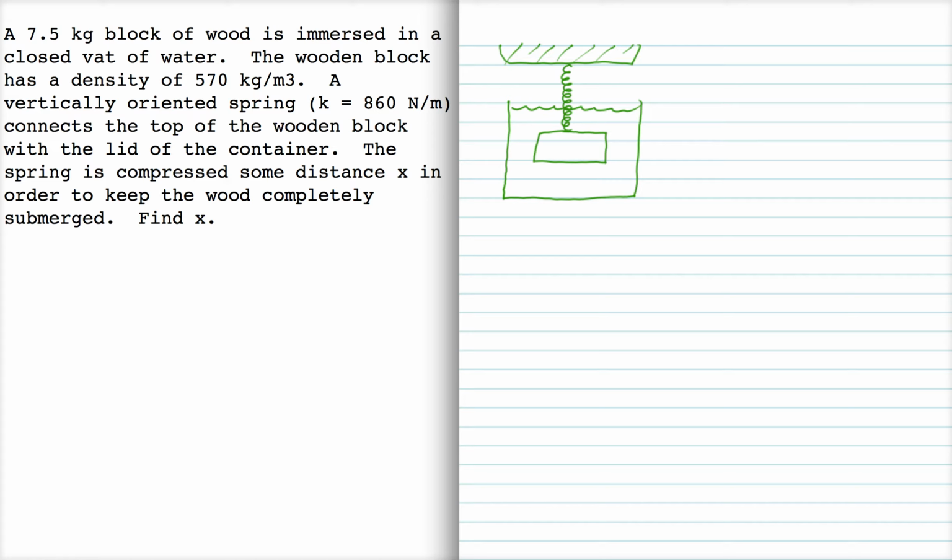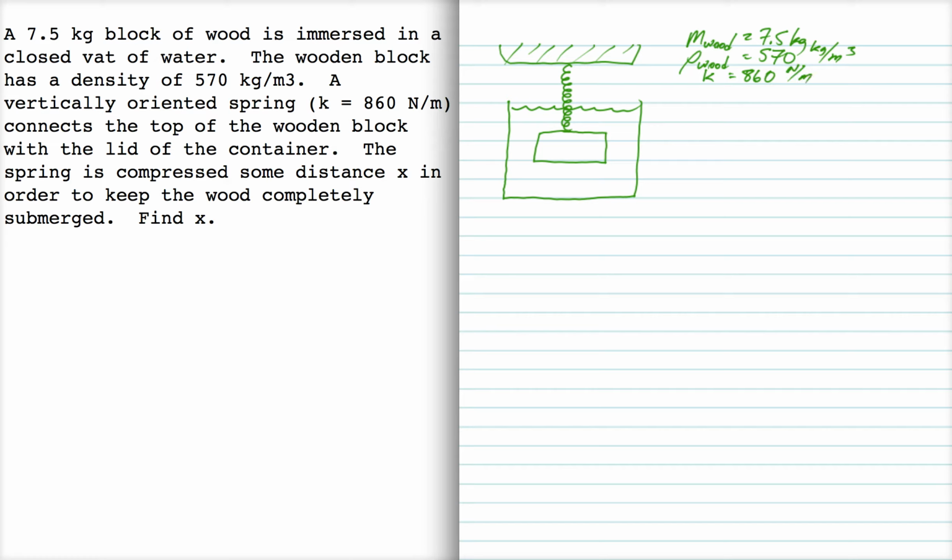So we have a buoyancy problem here. We have a 7.5 kilogram block of wood that has a density of 570 kilograms per cubic meter. We have a vertically oriented spring with a spring constant of 860 newtons per meter.